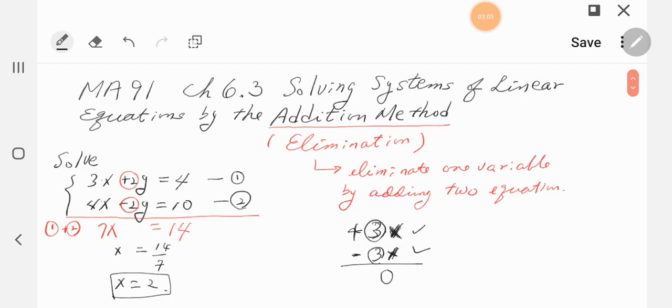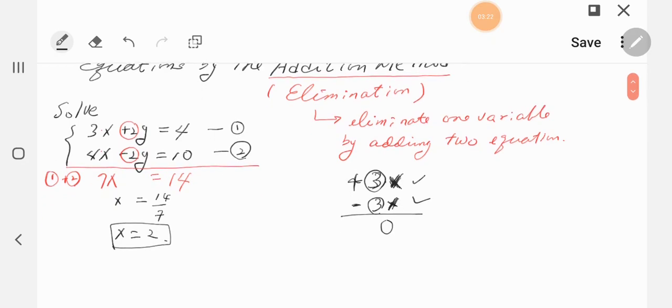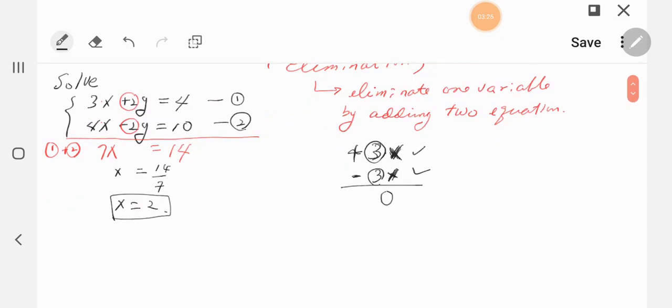So the addition property is really powerful. If you can use substitution, that's good. But if the substitution method gives you fractions, then it is better to use the addition method. Since we found x, we can find y using either equation 1 or equation 2. Let's use equation 1. It doesn't matter. From equation 1, plug in 2 for x.